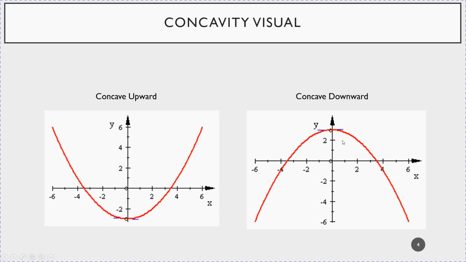Now here's concave downward. It's the flip of the graph. You can see that the slope of the blue tangent line starts really steep, then it falls, and at some point it turns and becomes negative. That is concave downward, where the slope of the tangent line is decreasing. So just to be clear, concave upward means f prime is increasing, and concave downward means f prime is decreasing.